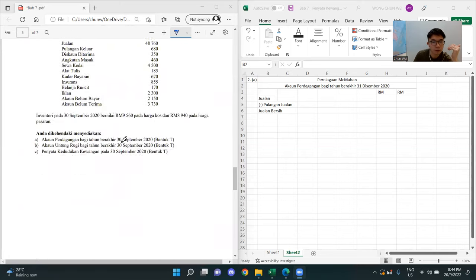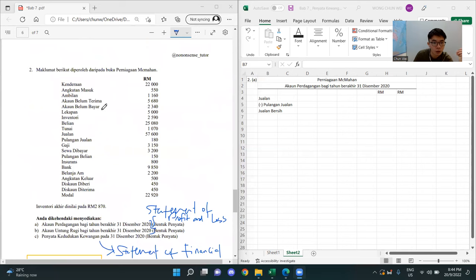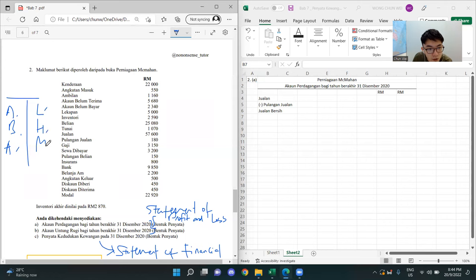Okay, so come back to here. Question two. So very simple since we are just starting. What I'm going to run through is with this abalim again. So I think I don't need to restate everything here, right? So this is asset, belanja, ambilan, liability, hasil, modal. So from here, we have to list. Okay, so for kenderaan, this is an asset. Angkutan masuk is a belanja. Okay, B for belanja. Ambilan, okay, we put it as equity pemilik lah, right?